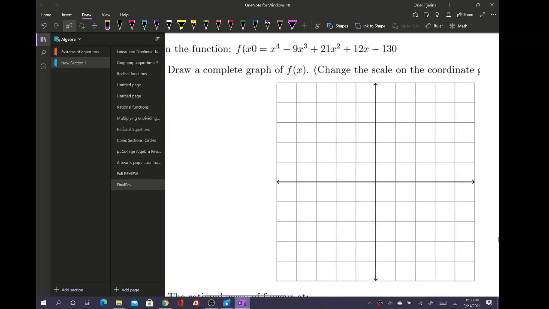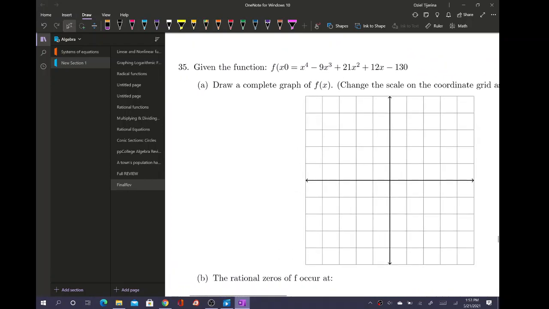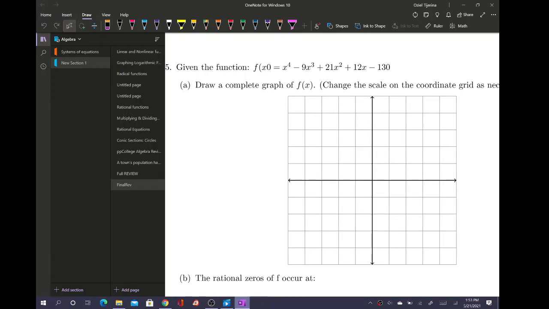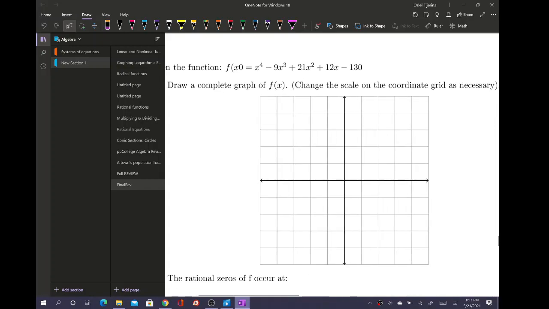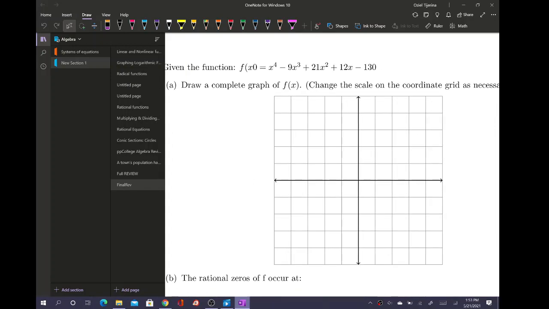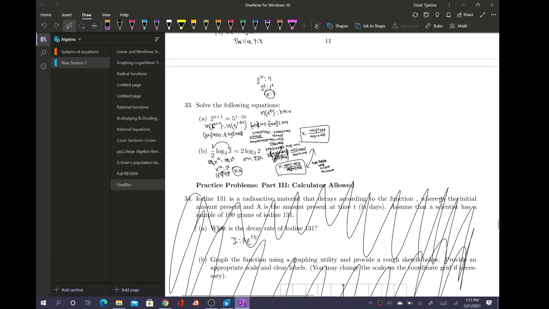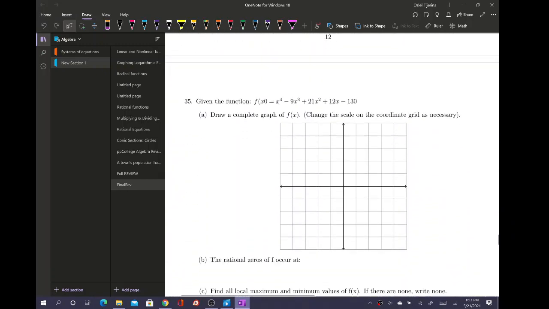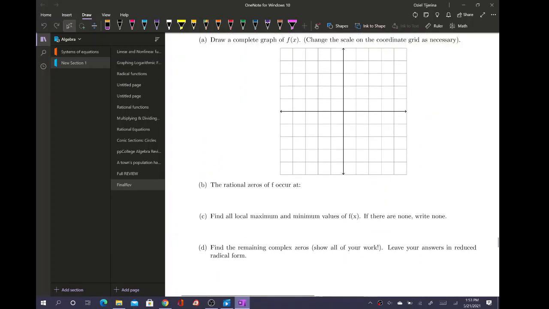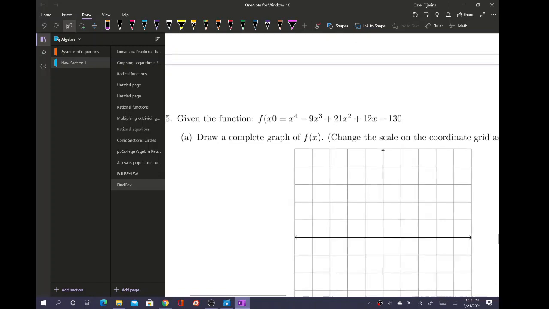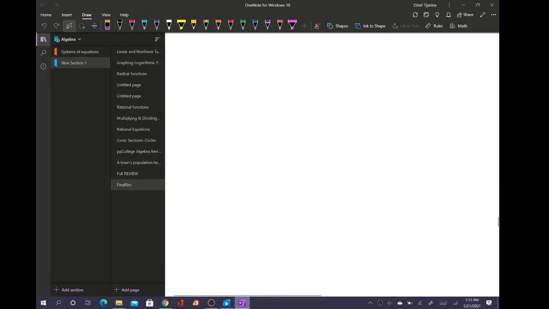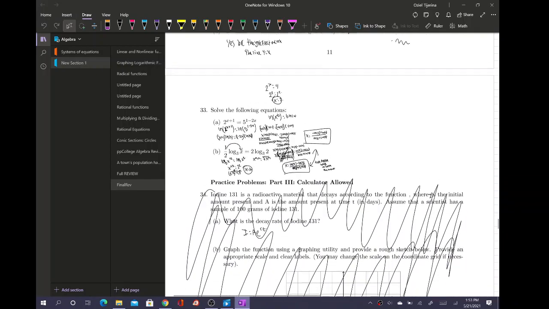So we're gonna go ahead and do this one. It says given the function f of x equals x to the 4th minus 9x cubed plus 21x squared plus 12x minus 130. It says to graph the function, and change the scale on the coordinate grid as necessary. Obviously, we can use a calculator on this problem. So if you have a calculator, I would graph it.